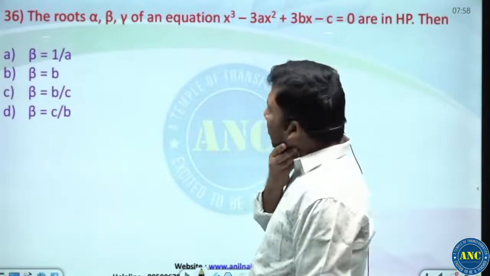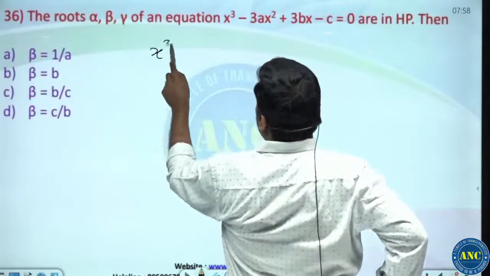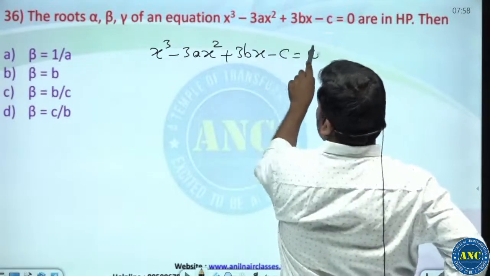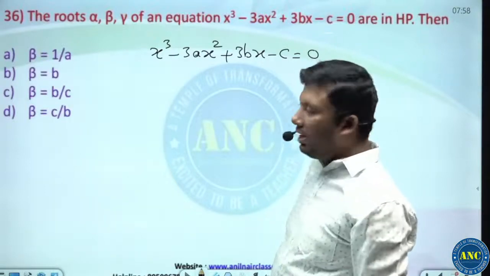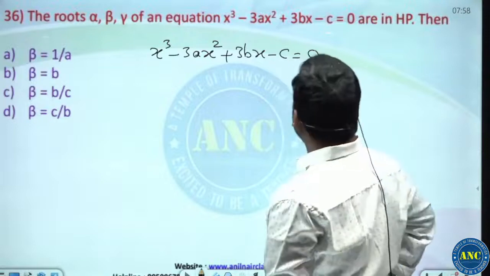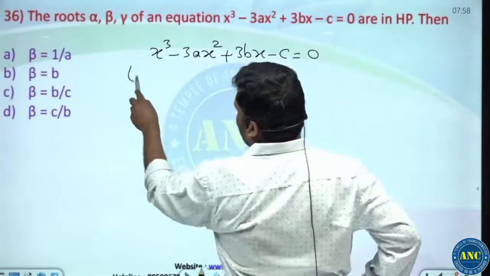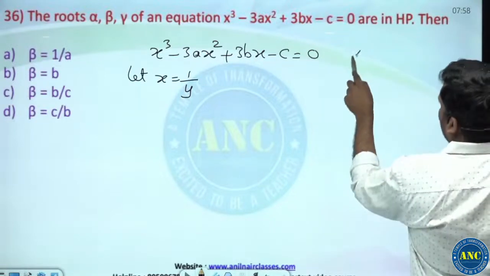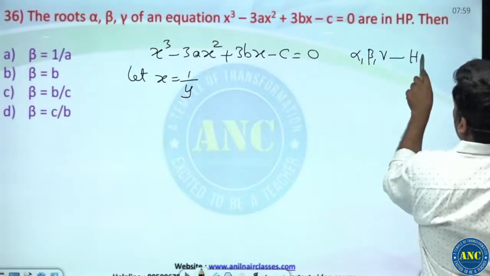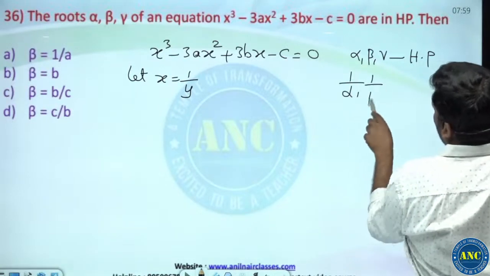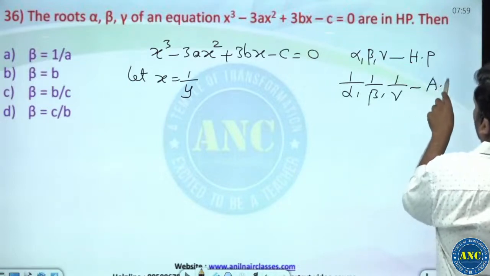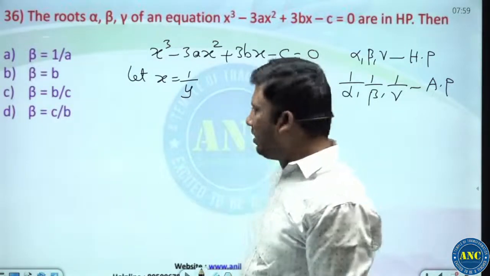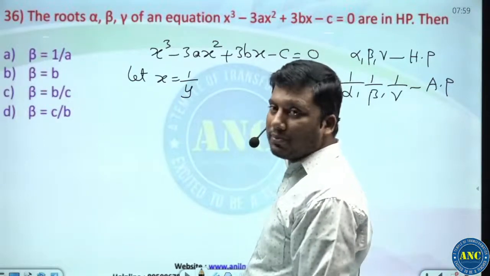Now 36th question. The roots alpha, beta, gamma of the equation x cube minus 3ax square plus 3bx minus c equivalent to 0 are in HP, harmonic progression. What I will do is let x equivalent to 1 by y. Why am I substituting x equivalent to 1 by y? Alpha, beta, gamma are in HP. If I do the reverse, 1 by alpha, 1 by beta, 1 by gamma will be in arithmetic progression. To get 1 by alpha, I will substitute 1 by y.